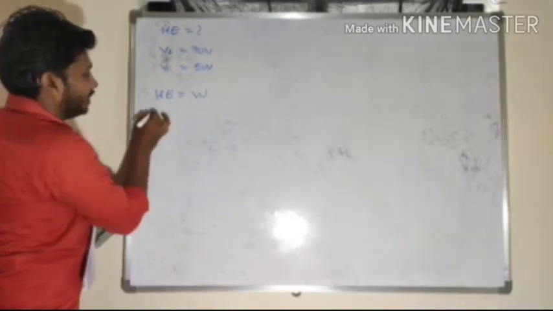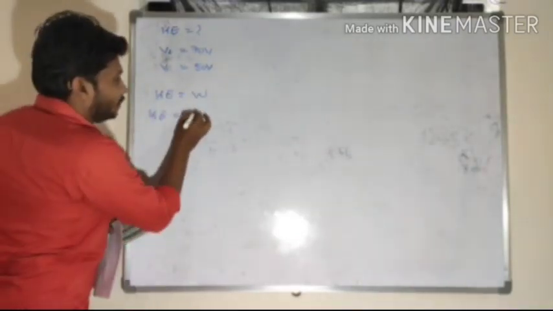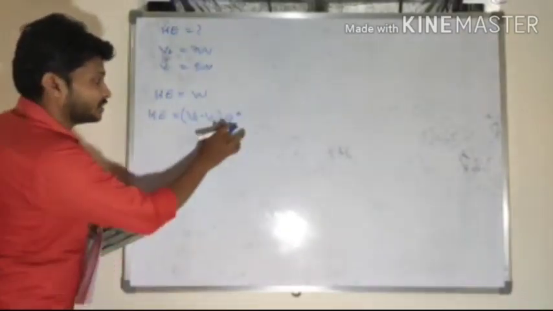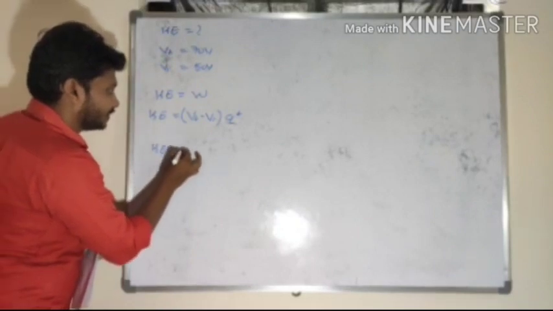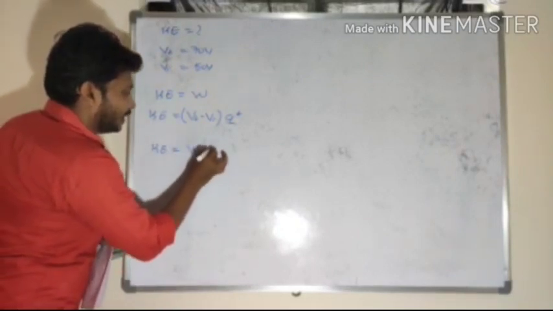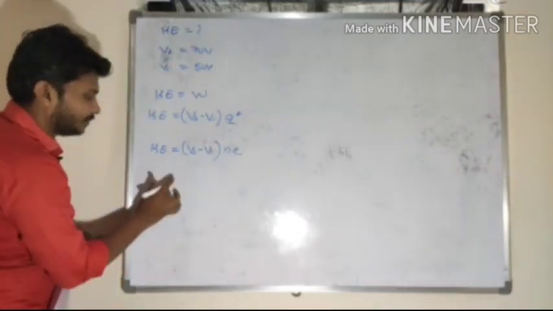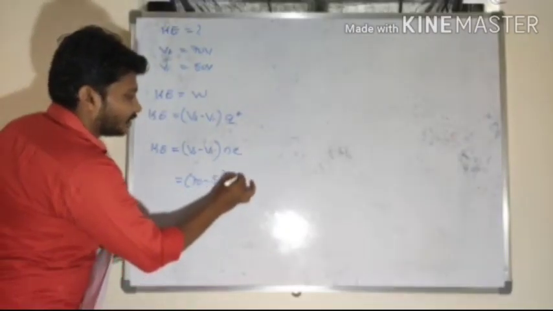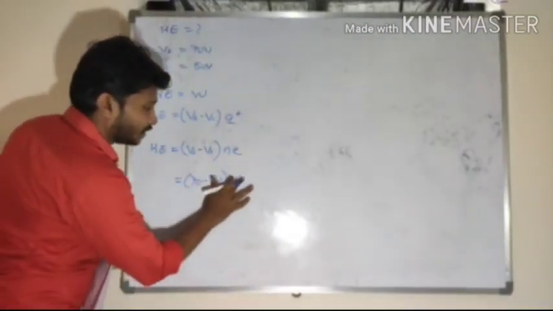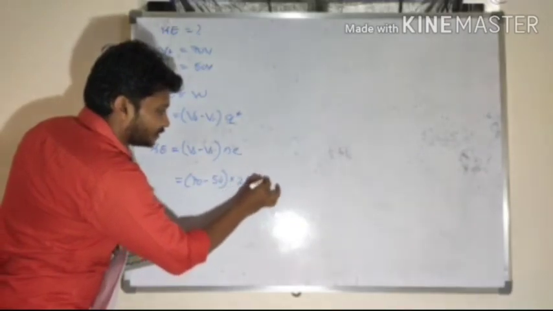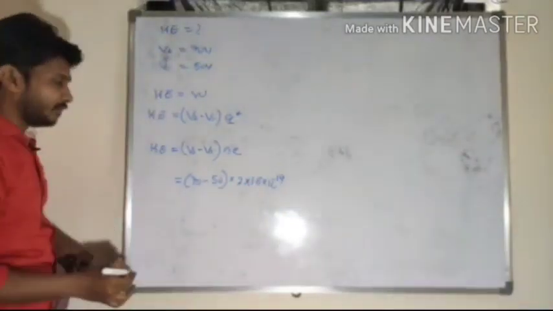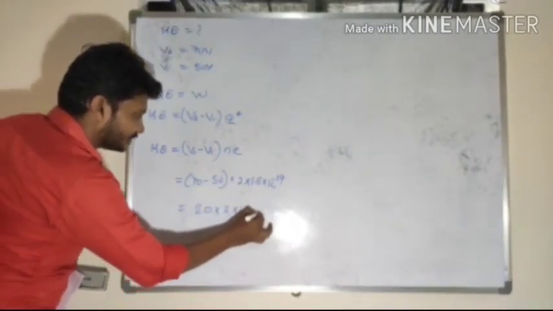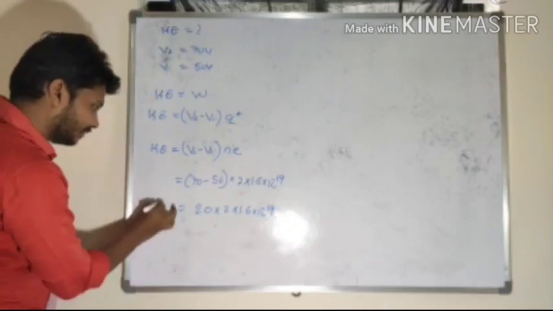So work done is V2 minus V1 into Q here, where Q is nothing but N into e. So from quantization of charge, kinetic energy is V2 minus V1 into N into e here. V2 value is 70, V1 value is 50. For helium, the atomic number is 2. Charge on the electron is 1.6 into 10 to the power of minus 19 here. 20 into 2 into 1.6 into 10 to the power of minus 19 here.